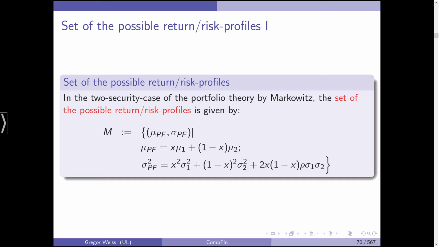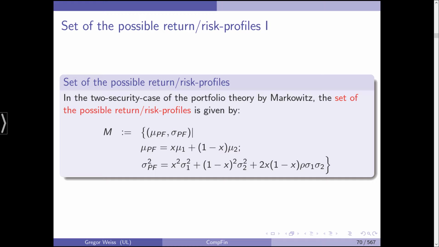And in this two security case of the portfolio theory by Markowitz, the set of all possible risk return profiles is given by the set M that includes all portfolios characterized by a portfolio expected return and a portfolio volatility that both are given by these two equations. So the expected return, the expected value of the portfolio return, is the linear combination of the expected values of the return on stock 1 and 2, and they are linearly, actually convexly combined by the portfolio weight X.